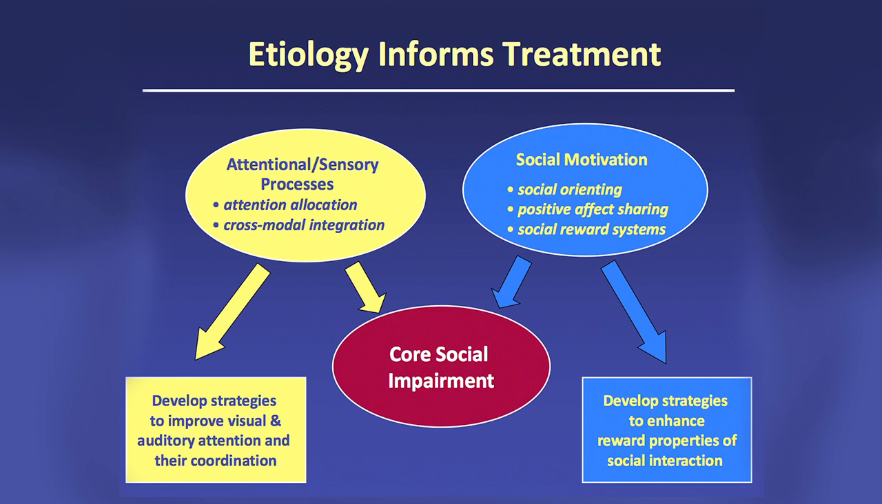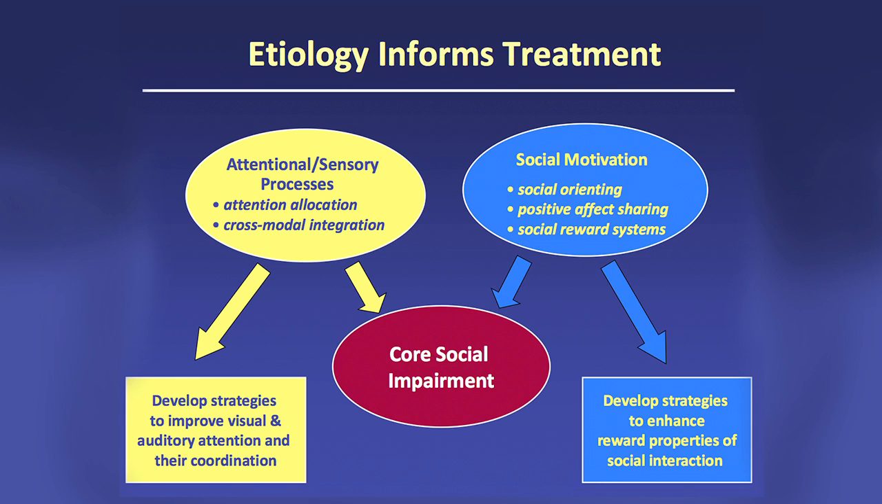So it could be both of these. It could be neither of these. It could be one or the other. But they do have different implications. So if it's social motivation, then we really need to develop strategies to make social interaction rewarding for these children. And if it's attentional, and this is a great simplification, of course, or sensory processes, we really want to develop strategies that are going to help improve visual attention and auditory attention and how they work together.